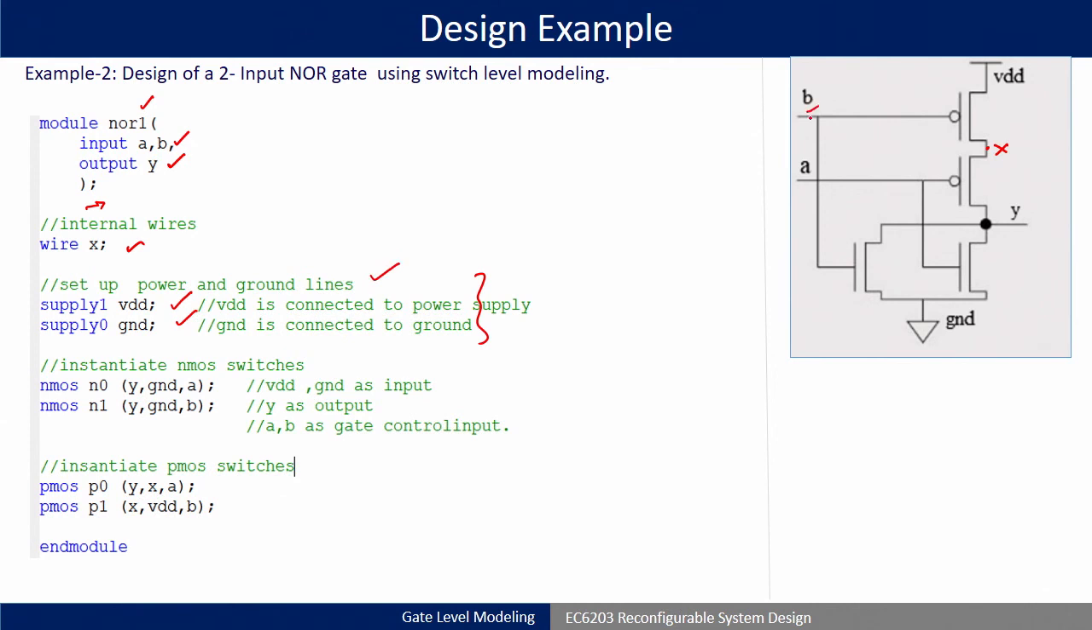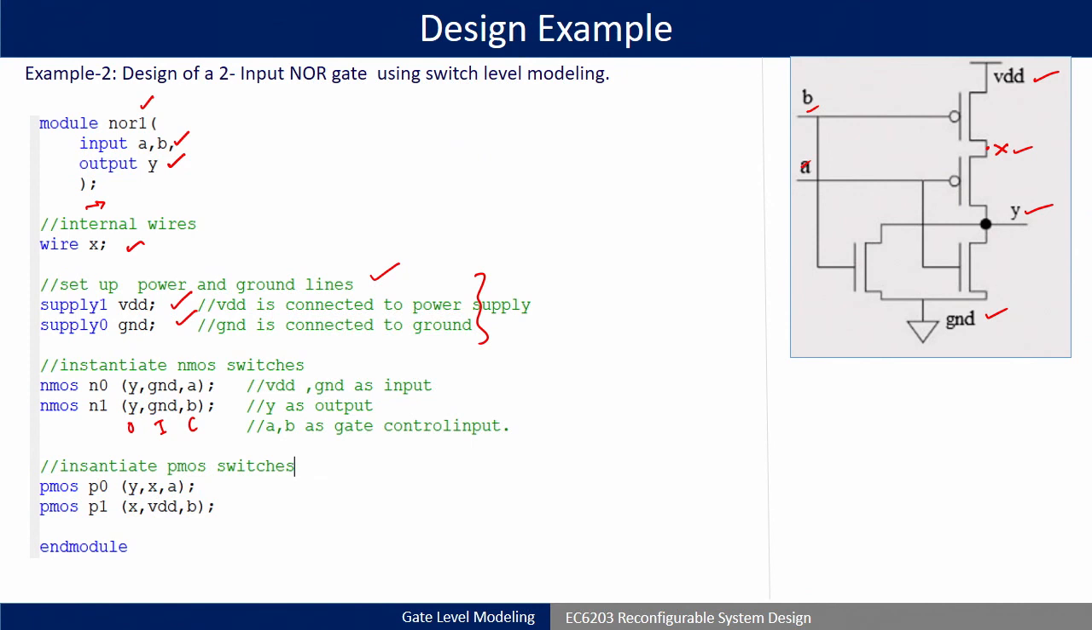We have defined A, B, Y, and X. Now we have defined the power and ground, like VDD and ground of the design: which node is power and which node is ground. Now, next is easy. There are 4 modules, 2 NMOS and 2 PMOS. So we have to instantiate them with appropriate syntax. In the NMOS case, if you remember, my syntax is first the output, then the input, then the control, same for the PMOS.